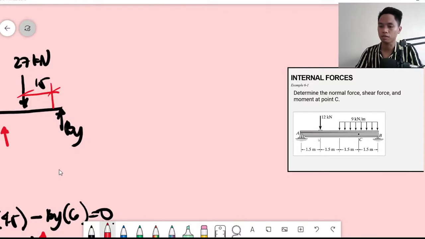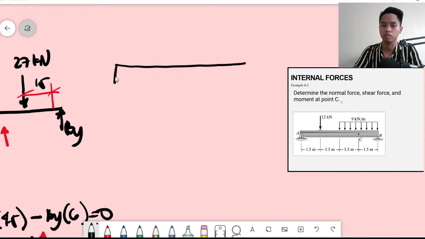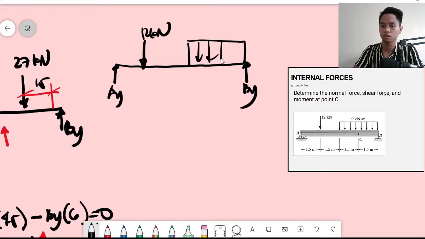Since that is only the first step, we can pass to the next segment. Here is A, this would be your AY, and this would be your BY. We have 12 kilonewton here, and the distributed load of 9 kilonewton per meter. We are going to get the section at point C.